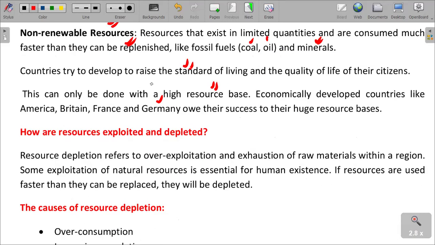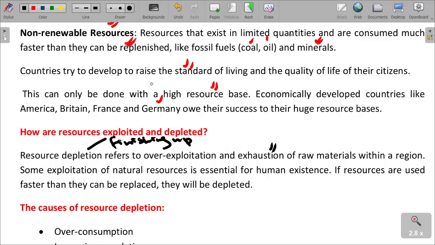So we need to look at how resources are exploited and finished. With that in mind, we are supposed to understand that resource depletion refers to over-exploitation. It means finishing. In other words, we are saying the finishing up of resources over time due to exploitation and exhaustion of raw materials within a region. So when we talk about exhaustion of raw materials within a given locality, that defines resource depletion.